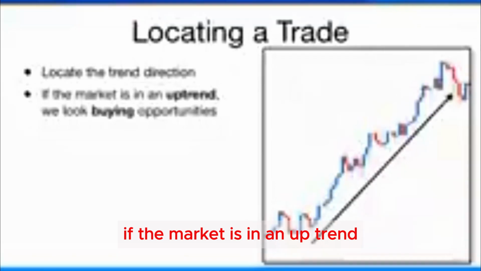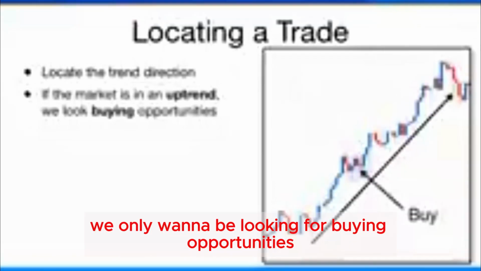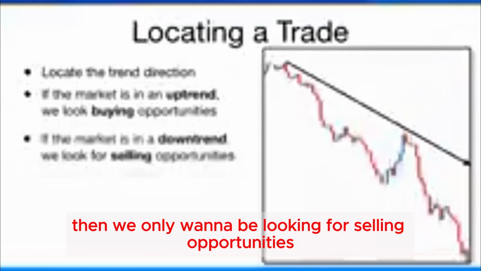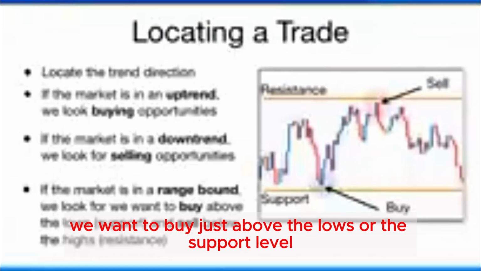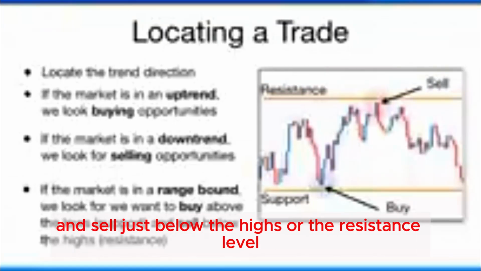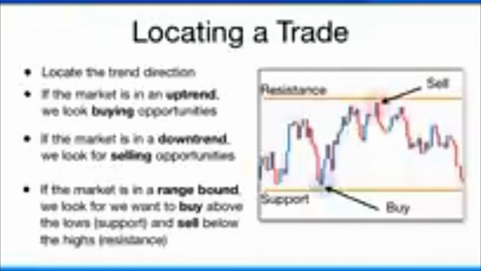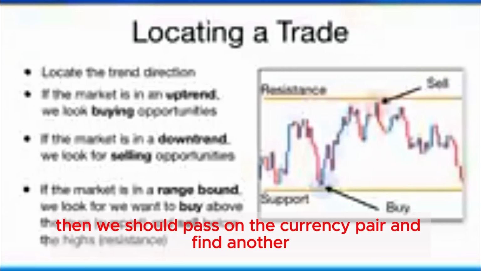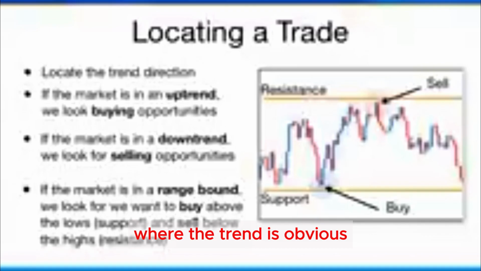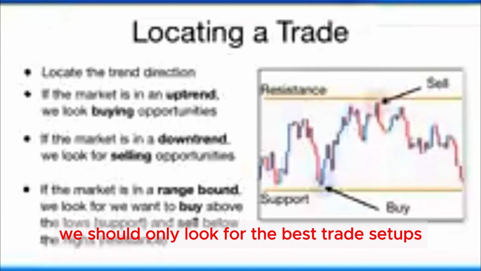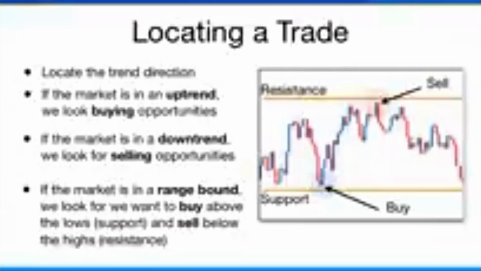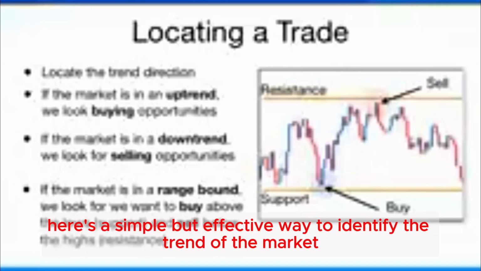If the market is in an uptrend, we only want to be looking for buying opportunities. If the market is in a downtrend, then we only want to be looking for selling opportunities. If the market is range-bound, we want to buy just above the lows or the support level and sell just below the highs or the resistance level. Now, if you're unsure of the trend, then we should pass on the currency pair and find another where the trend is obvious. There are more than 36 currency pairs available to trade, and we should only look for the best trade setups. Here's a simple but effective way to identify the trend of the market.